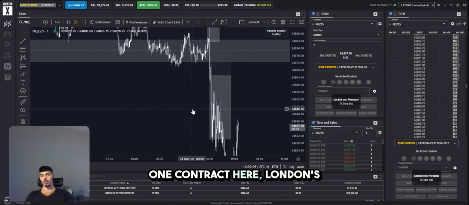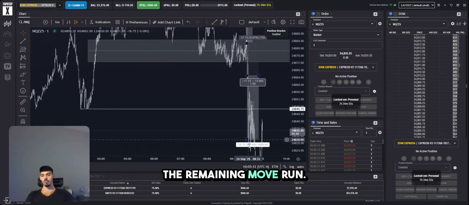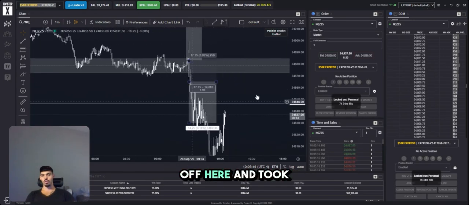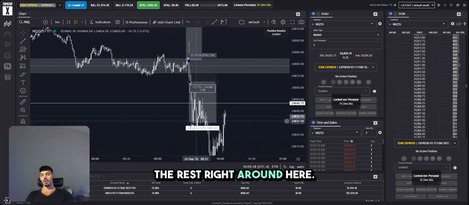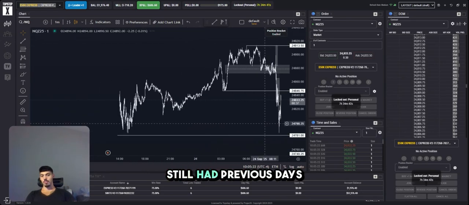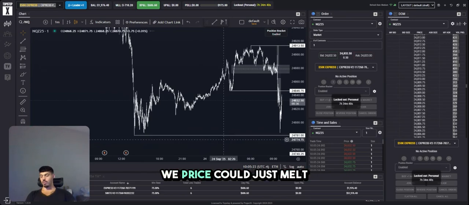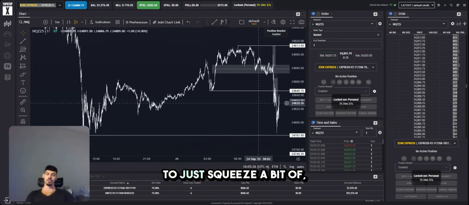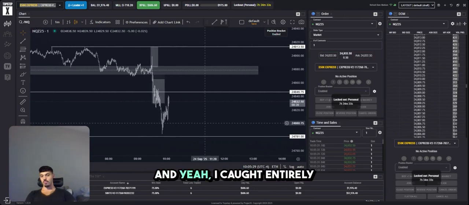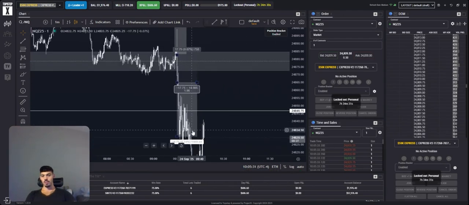And what I did was went in with two contracts, scaled one contract here at London's lows, and I let the remaining contract run. Took one contract off here, and took the rest right around here. Why? Because I know that we still had previous day's lows here that we probably could just melt towards, and I just wanted to squeeze a bit of extra points on the XFA. And yeah, I caught it entirely.